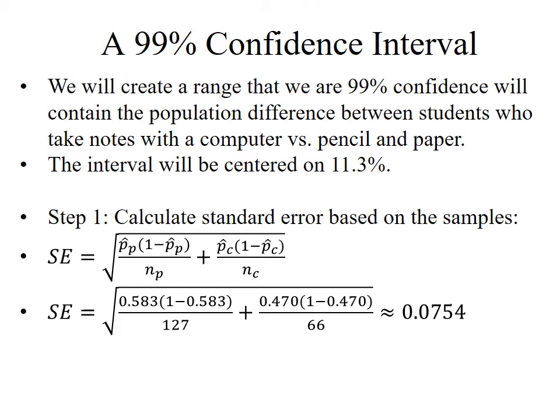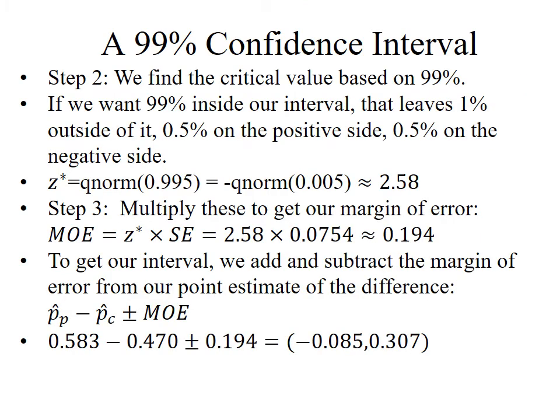That's the standard deviation we would expect if we did this study many, many times with many different groups. We would expect our differences between these two proportions to vary with a standard deviation of about 7.5%. Step 2, we need to find our critical value based on our confidence level of 99%.